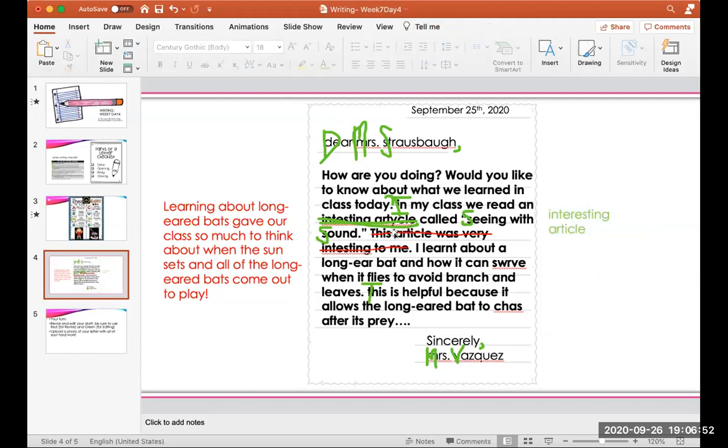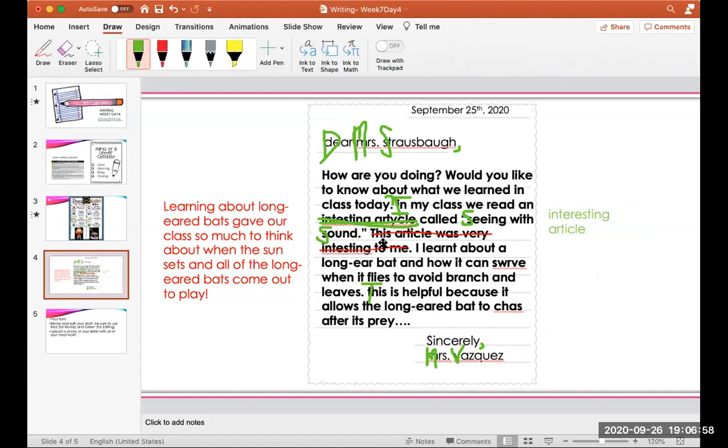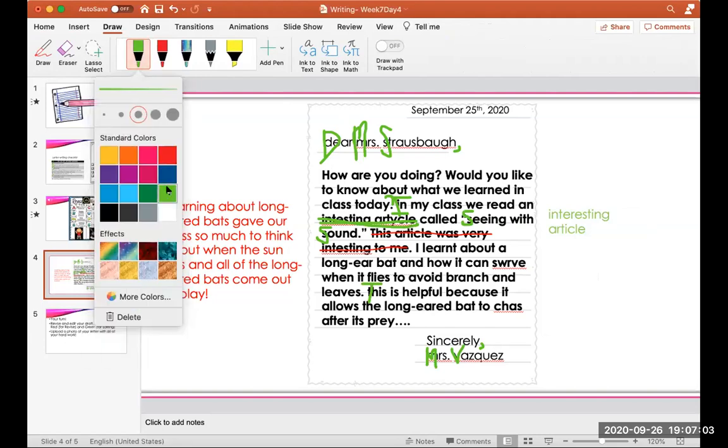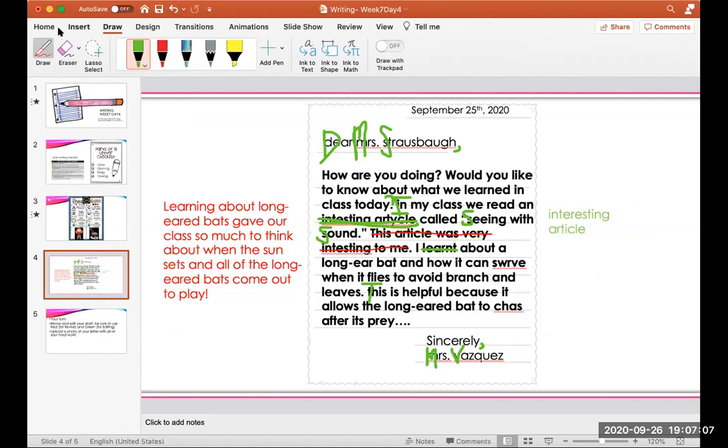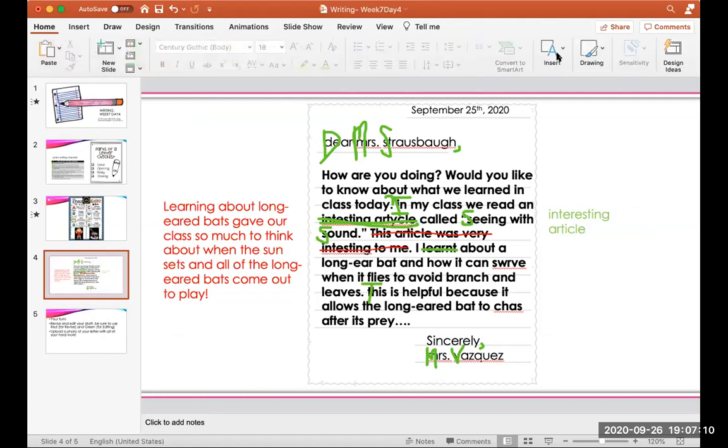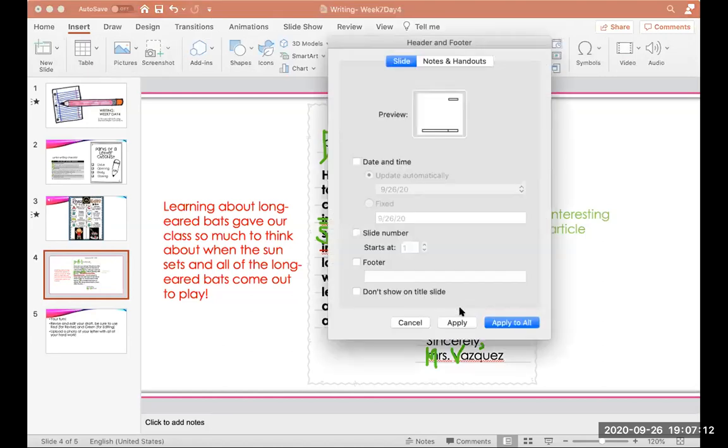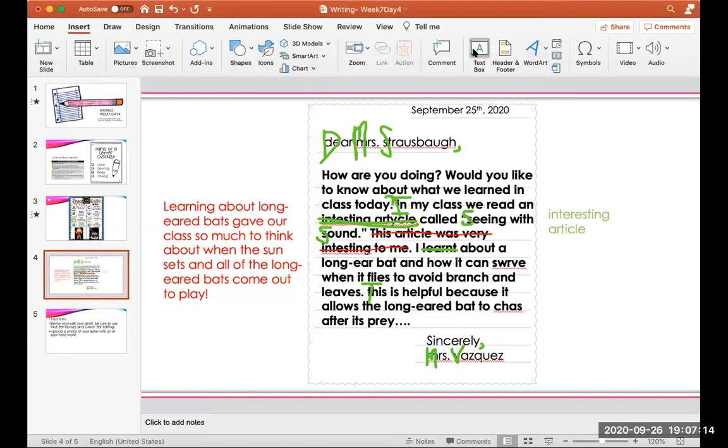Okay, this article was very interesting. I learned, oh, that is so silly, Miss Vasquez. It is not learnt. It is learned, ED. We've learned about those EDs. So let me go ahead and cross that learnt out. And it's learned. It is learned, ED. Remember that ED ending. Whoops, I'm being faster than my computer. Sorry, computer. Learned, ED.